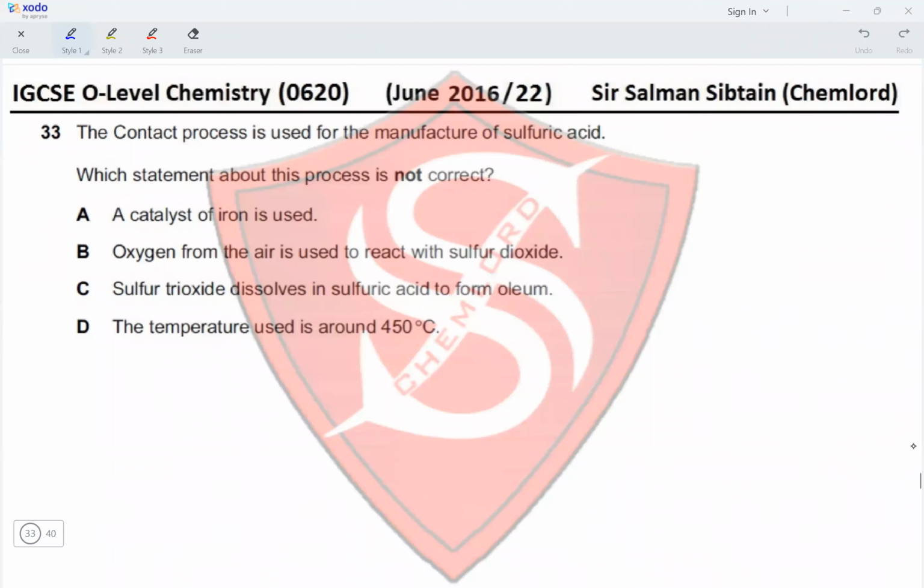Question 33. The contact process is used for the manufacture of sulfuric acid. Which statement about this process is not correct? A catalyst of iron is used, so this is not correct. V2O5 is used. Oxygen from air is used to react with sulfur dioxide, correct. Sulfur dioxide dissolved in sulfuric acid to form oleum, correct. The temperature used is around 450 degrees Celsius, correct. So option A is the correct option for this question.